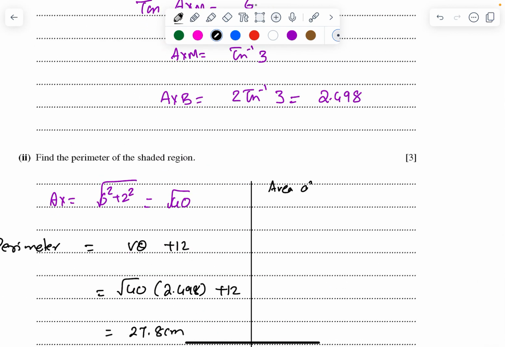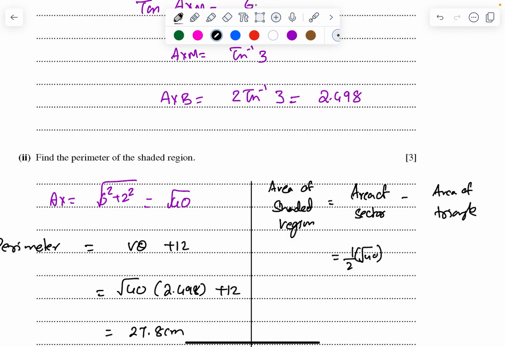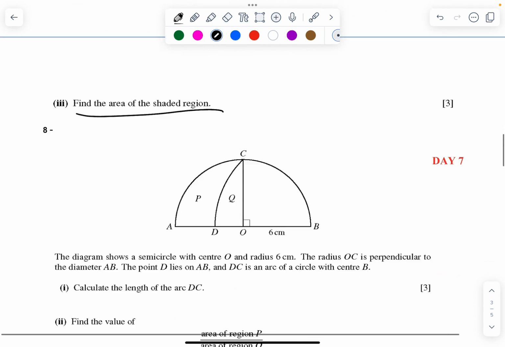So area of the shaded region. Area of the shaded region equals area of sector minus area of triangle. Area of the sector is half r square theta. Theta is going to be 2.498, minus area of a triangle, which is half times base 12 and height 2. So we get the answer 38.0 centimeters square.